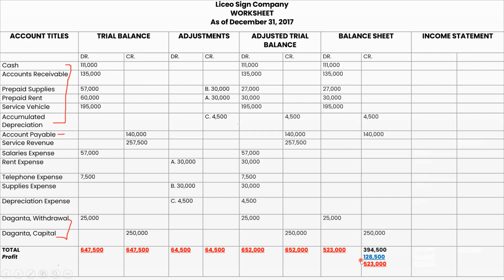Diyan natin minsan pinapasok siya doon sa income summary. Or diretso siya i-add sa, saan? Sa the Ganta Capital. Doon sa capital account mo.